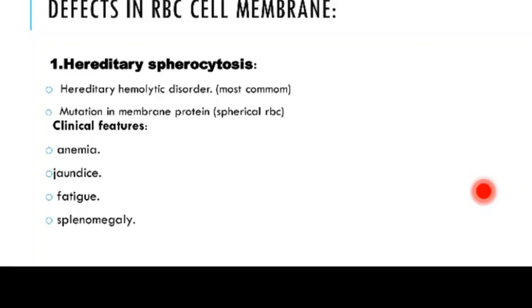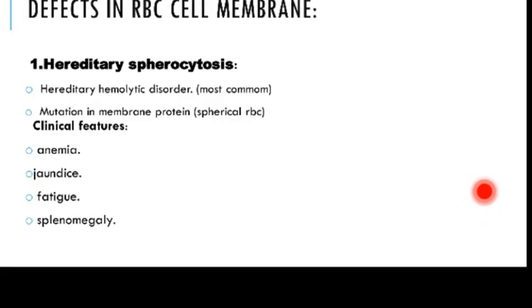So what are the defects in the red blood cell membrane? Hereditary spherocytosis, a hereditary hemolytic disorder, and mutation in the ankyrin protein. Its clinical features are anemia, jaundice, fatigue, and splenomegaly. So, what is splenomegaly? Anyone know what splenomegaly is? No? Splenomegaly is a condition that occurs when your spleen becomes enlarged.